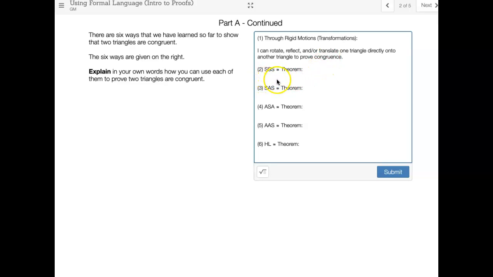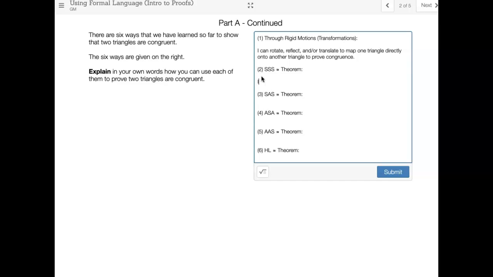Remember, if they map, I'm going to throw that in here, or translate to map one triangle directly onto another triangle to prove congruence. Remember, we did that in DESMOS. We mapped one triangle onto another by either flip, turn, or slide. The side congruence theorem says this.